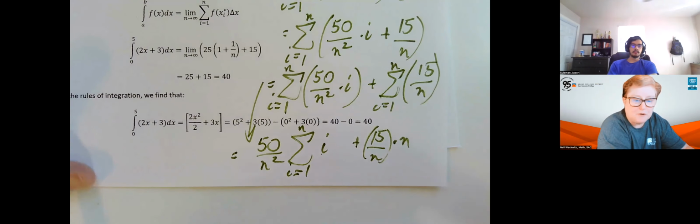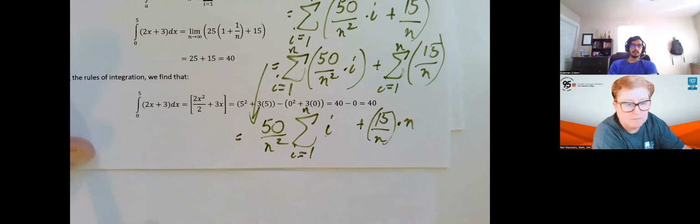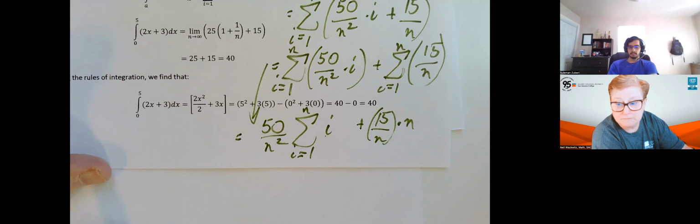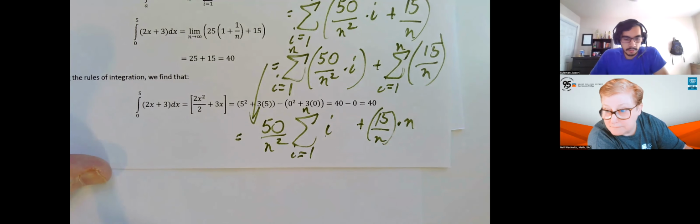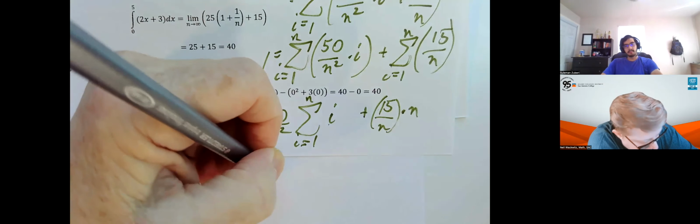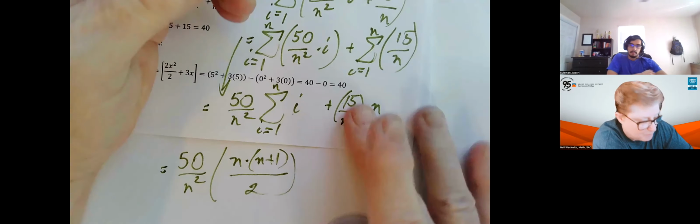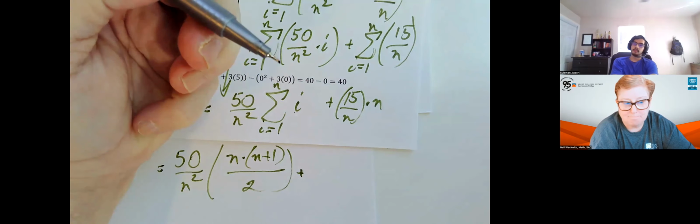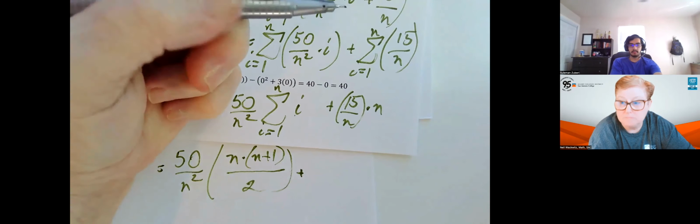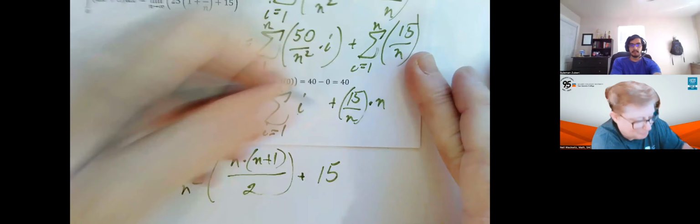And tell me, what is the formula for the sum of the first n integers? n times n plus 1 over 2. Excellent. So I'm going to pull out that constant 50 over n squared times n times n plus 1 all over 2. And then we know that the second term, can I write 15 over n times n more simply? 15. Great.